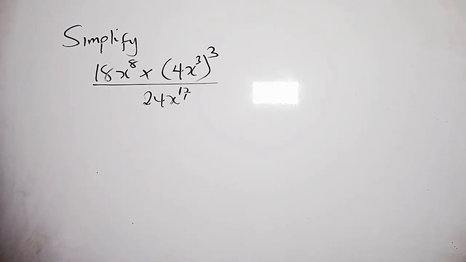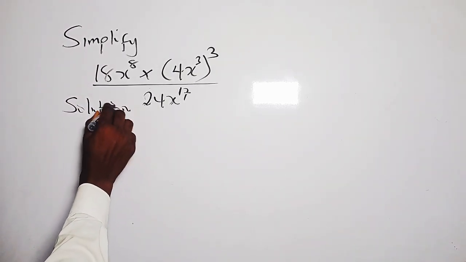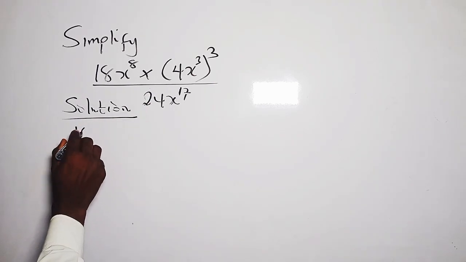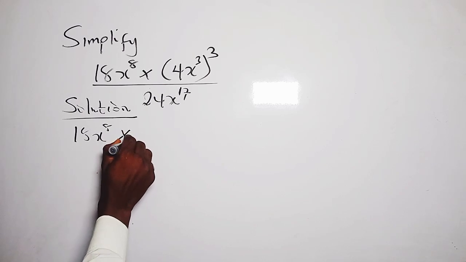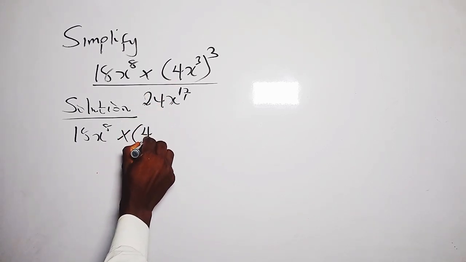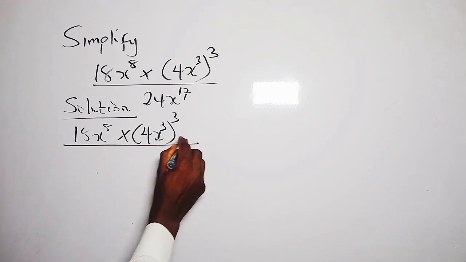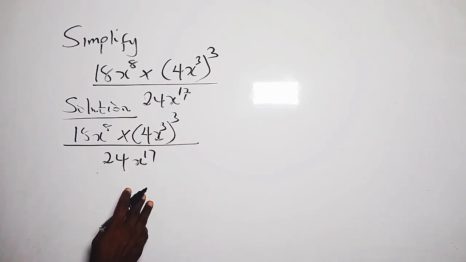The question says we should simplify this expression. So how do we go about this solution? When we look at this expression, it's a rational expression: 18x raised to the power 8 times 4x raised to the power 3, raised to the power 3, divided by 24x raised to the power 17.